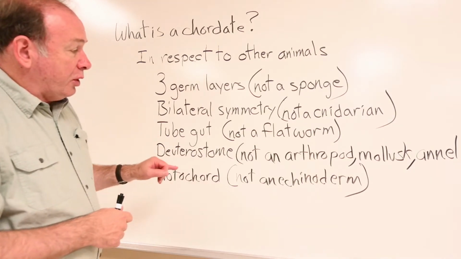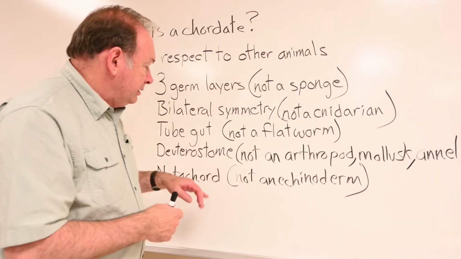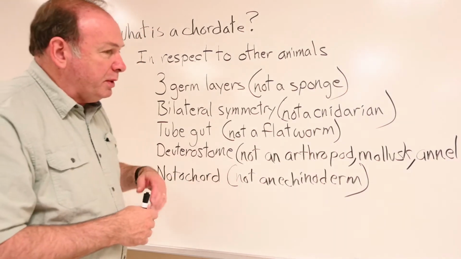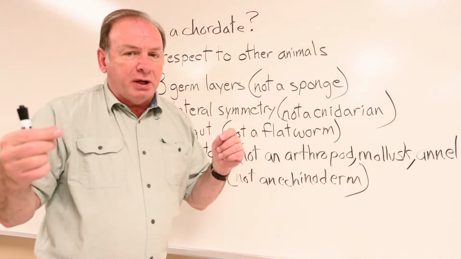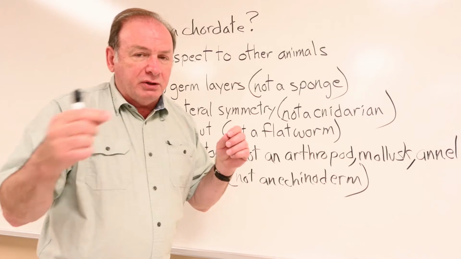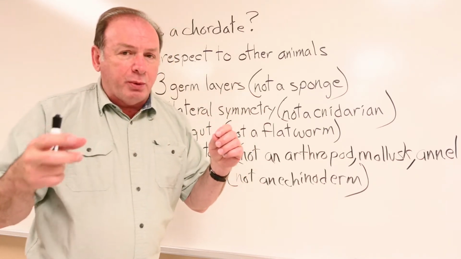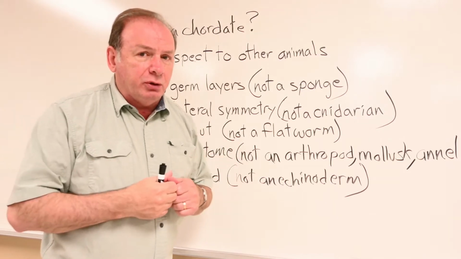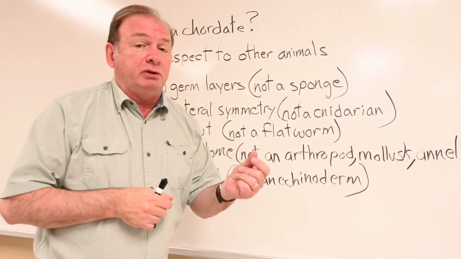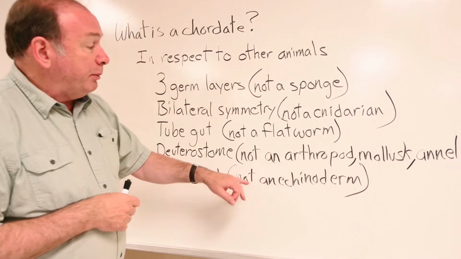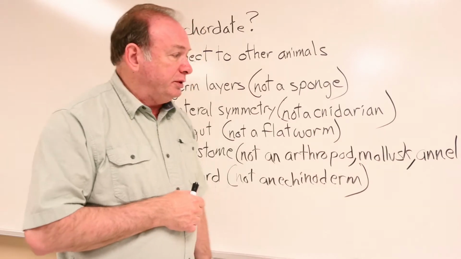Next, deuterostome. We'll talk more about this in a minute, but deutero means second, stome means mouth. So as the tube gut forms, the second opening that develops in the formation of the tube starts at one end and goes through to the other end. If that second opening becomes the mouth, it's a deuterostome. If it's not a deuterostome, then the first opening becomes the mouth, and it's what we call a protostome. Examples of protostomes include arthropods, mollusks, and annelid worms.